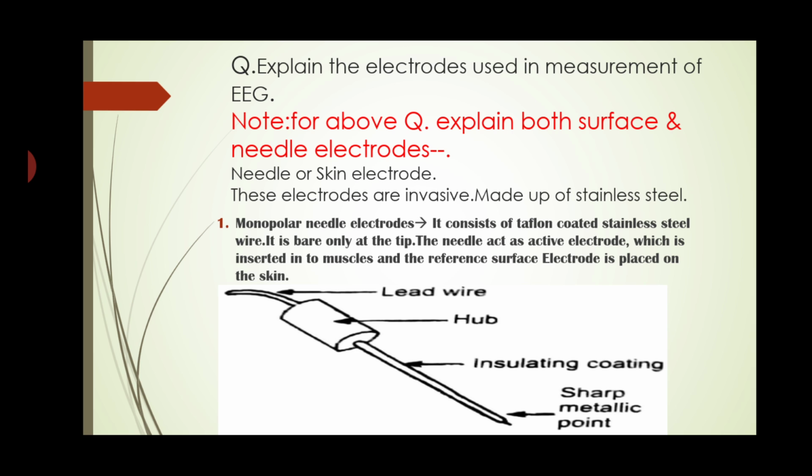Needle electrodes are also called skin electrodes. These electrodes are invasive and made up of stainless steel material. First we will see the monopolar needle electrode. It consists of a Teflon coated stainless steel wire. It is bare only at the tip. The needle acts as an active electrode which is inserted into the muscles, and the reference surface electrode is placed on the skin.